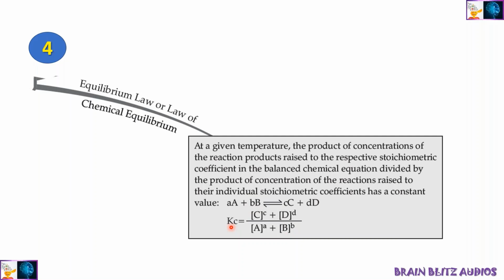Now, the left-hand side is given as Kc. Kc is representative of equilibrium constant. Now, to learn more about equilibrium constant, we will move to the fifth part of this mind map. So, back to this law.